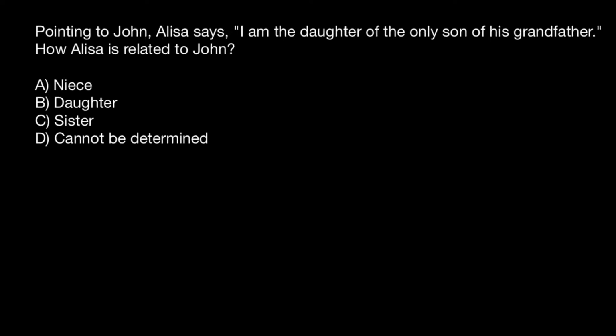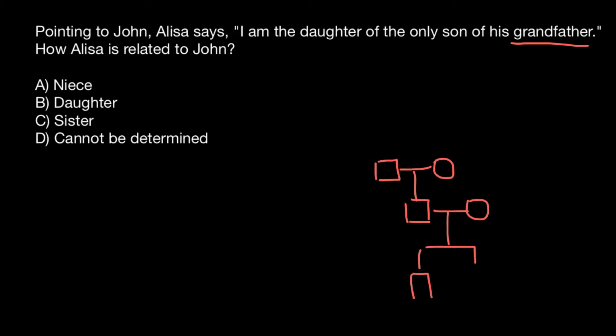So here we have 3 generations, because we are talking about a grandfather, so it is obviously 3 generations. The first generation would be a couple that has a son who is married and has 2 children, a boy and a girl. And this is going to be Alisa, and this is going to be John.